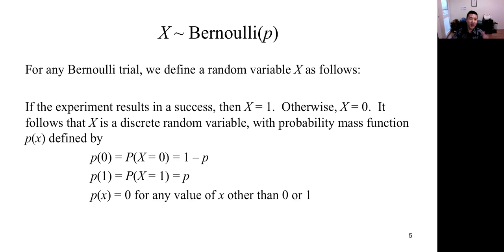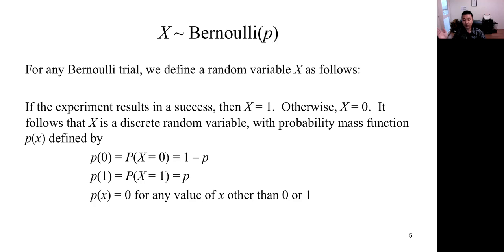So for any Bernoulli trial, we define a random variable X as follows. If the experiment results in a success, then we say X equals 1. Otherwise, X equals 0. Only two possible outcomes, 0 or 1, no other outcomes. And it follows that X is a discrete random variable.